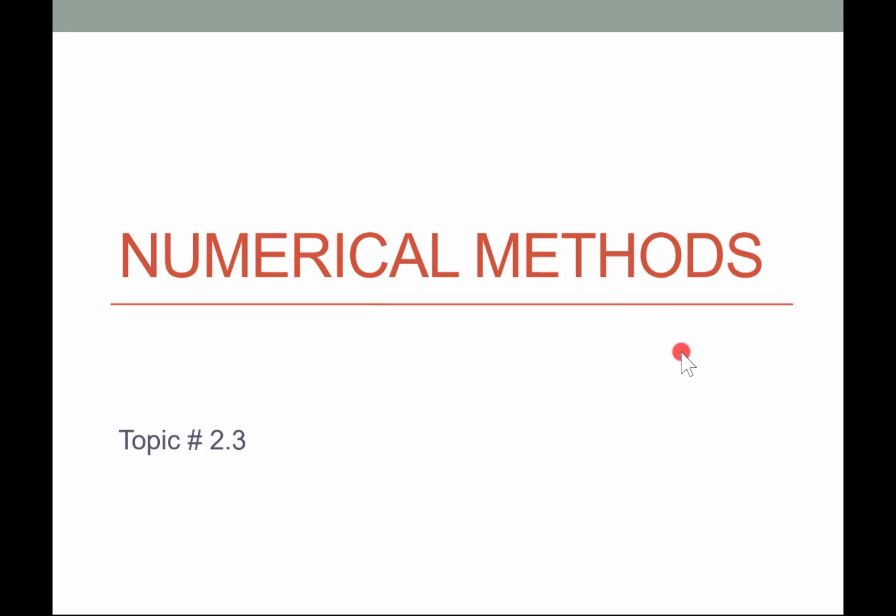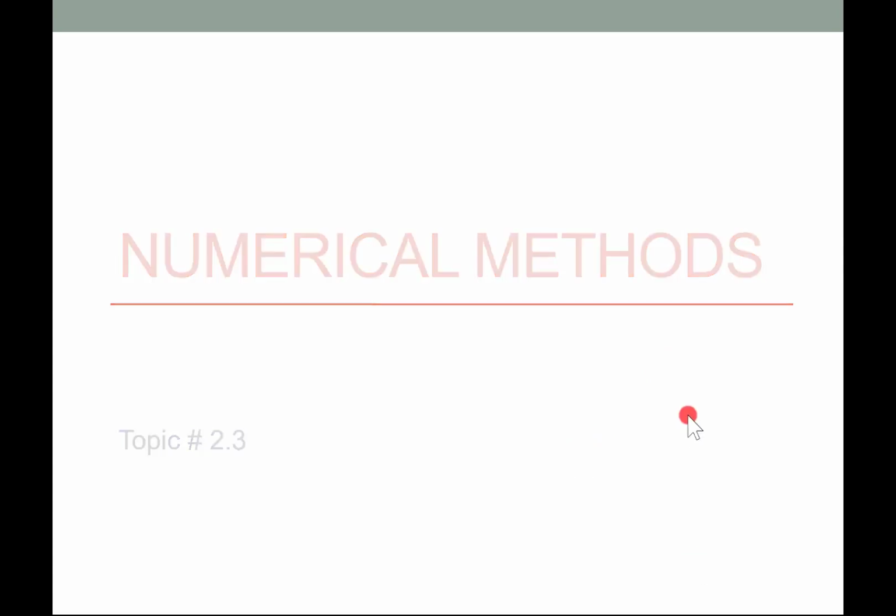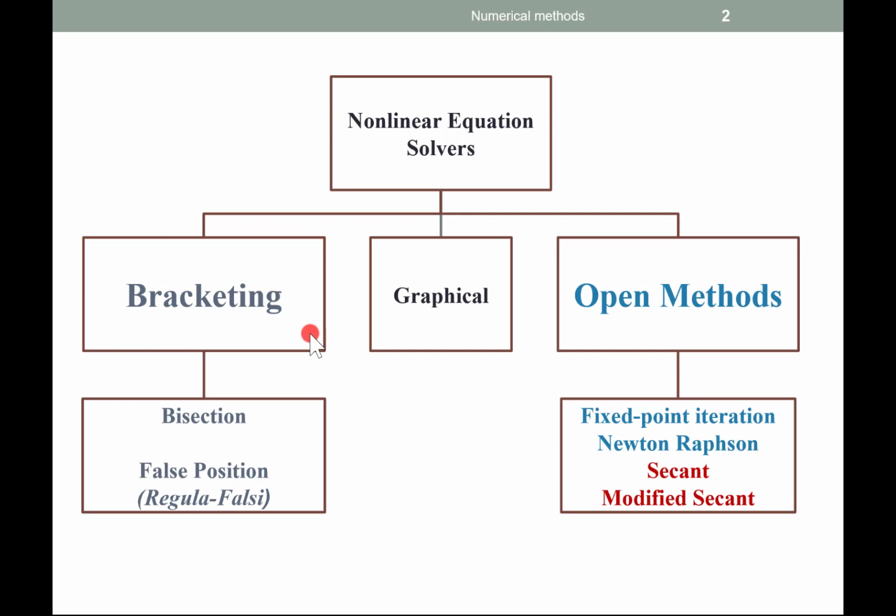Hello everyone, welcome to the third lecture on finding the roots of equations. So last two lectures we looked at bracketing methods, the bisection, false position, we looked at graphical approach, and we said that we would mainly use this for estimating the initial guesses. And then in the last lecture we looked at two open methods, fixed point iteration and the Newton-Raphson.